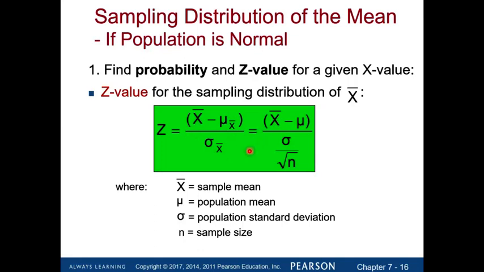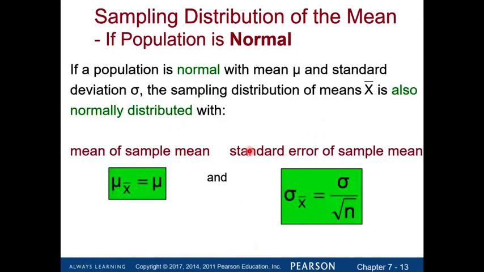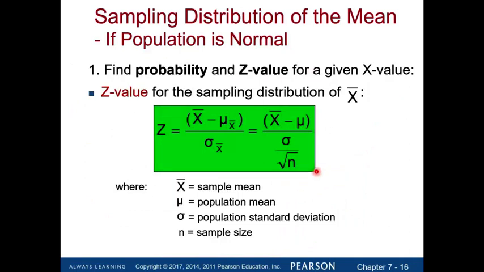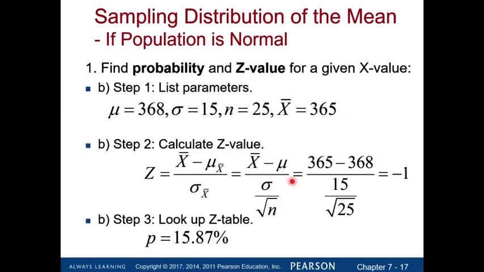If we replace mu of X bar with mu, and replace sigma of X bar with sigma divided by the square root of little n, then we come up with this formula. This is the formula we're going to use to solve our sampling distribution problems. Let's take a look at the solution for question B.